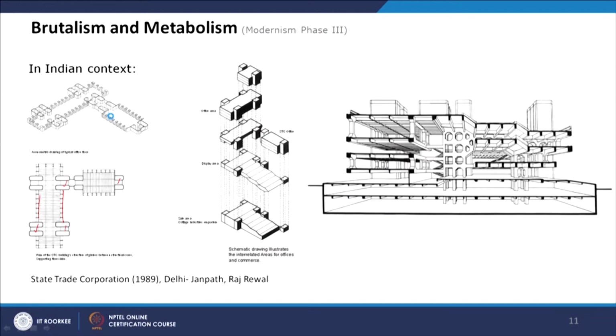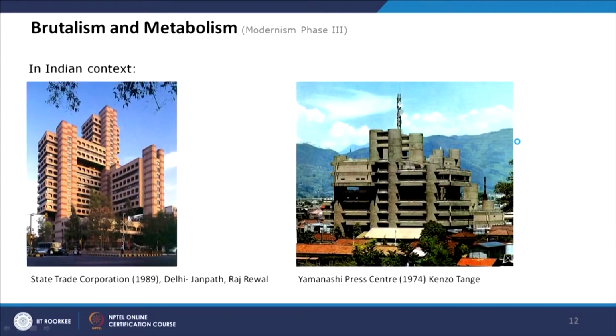So in the section you can see the service cores are there, and these folded plates, or served plates, are inserted between these buildings. So you can also see the visual connection and the relation between the Yamanashi Press Center by Kenzo Tange and Raja's building in Delhi.